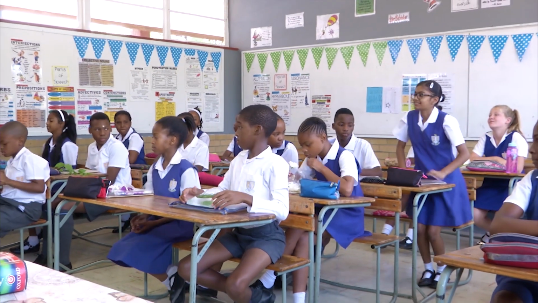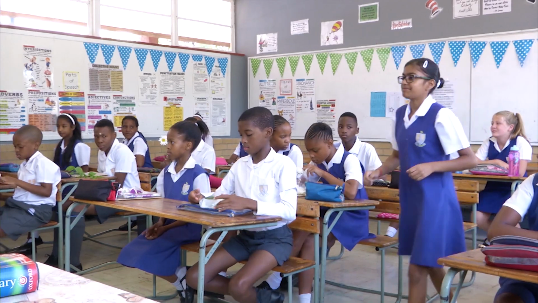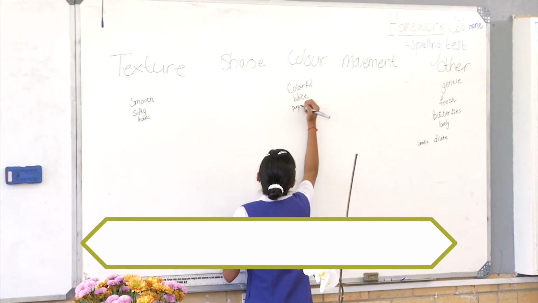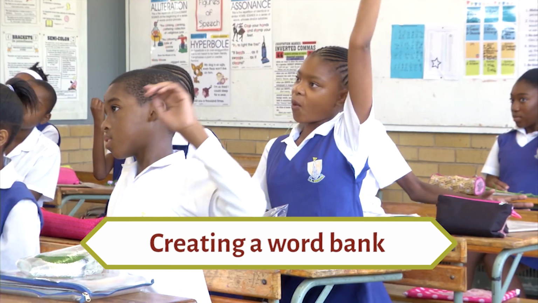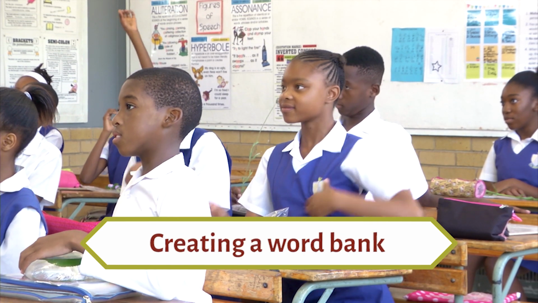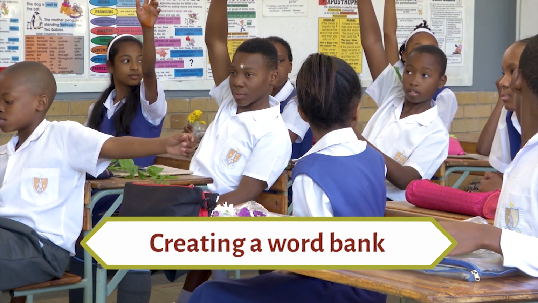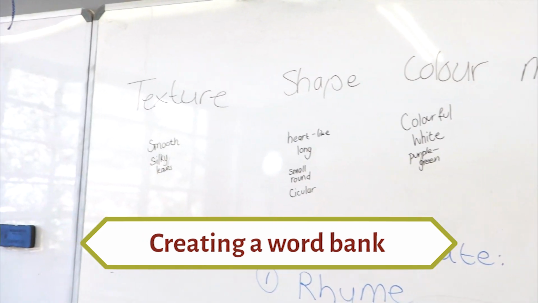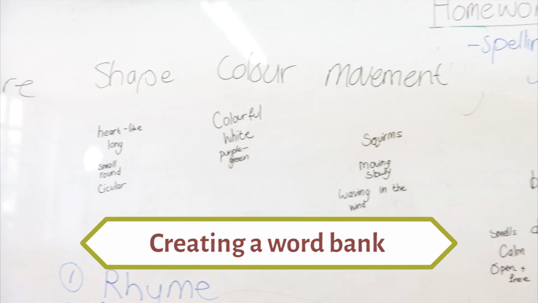When all the learners had their nature item in front of them, what Miss Eva did was she asked a stronger learner to come up to the front of the class and help the class create a word bank. And we find that this word bank can really support weaker learners if they are struggling to know what descriptive word to use, or even just how to spell it correctly.